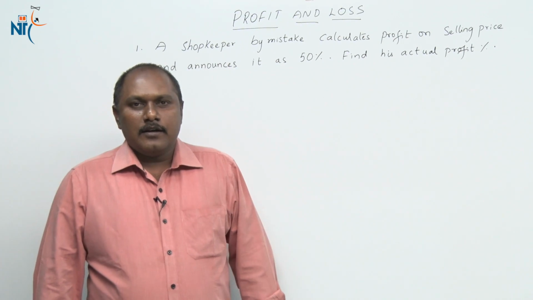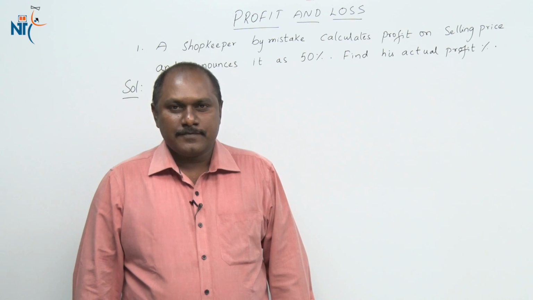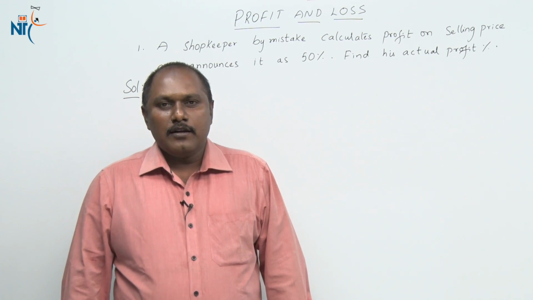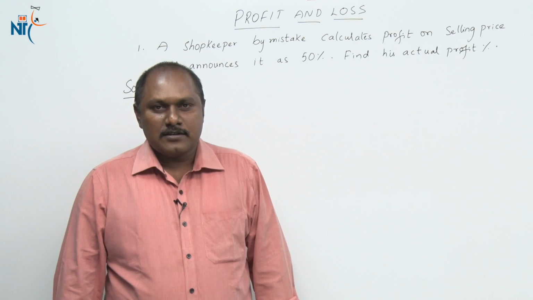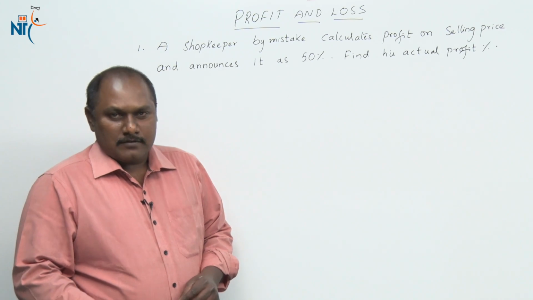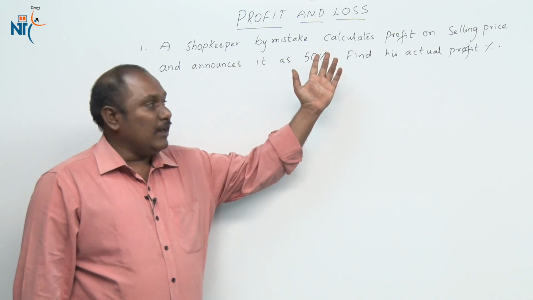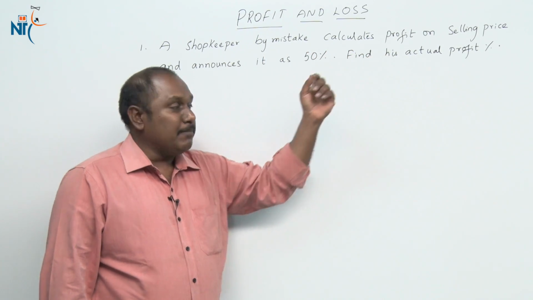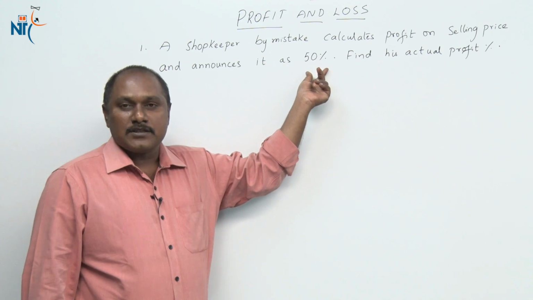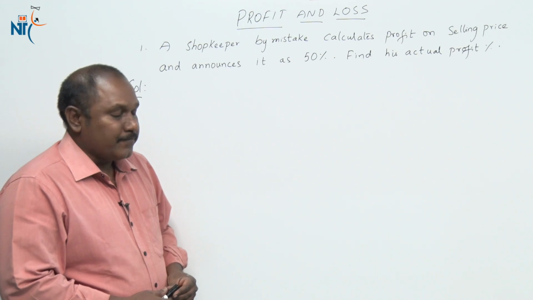Today, let us start the third session on profit and loss. Today, let us discuss one model which is generally asked in exams. Let us look into the question. A shopkeeper by mistake calculates profit on selling price and announces it as 50%. Find his actual profit percentage.